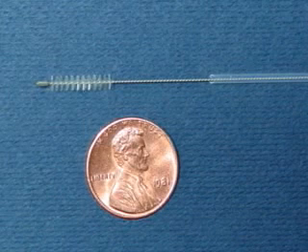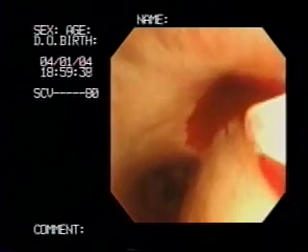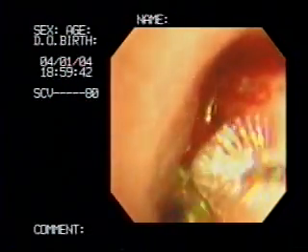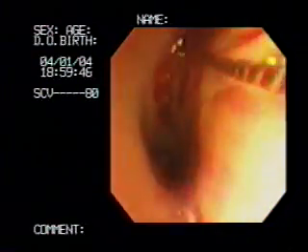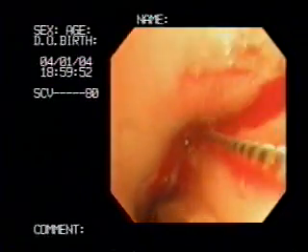A flexible brush can be inserted into the bronchoscope to obtain cells directly from the tumor. Once the cells are obtained, the brush can be retracted into its plastic sheath for protection. The brush is inserted into the tumor-filled bronchus and rubbed several times backward and forward to obtain cells.